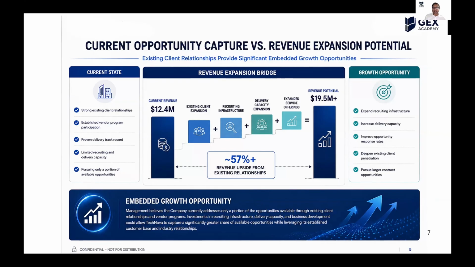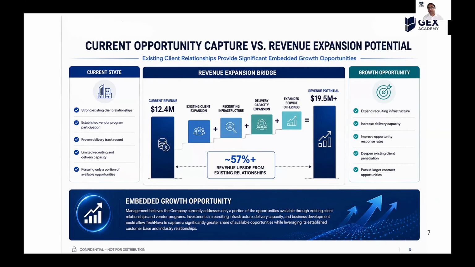And then on the right side of the slide, you see management outlines the actions that they believe can unlock this growth opportunity, right? It includes expanding the recruiting engine, increasing the delivery capacity, improving opportunity response rates, deepening client penetration, and also pursuing larger contract opportunities, right?